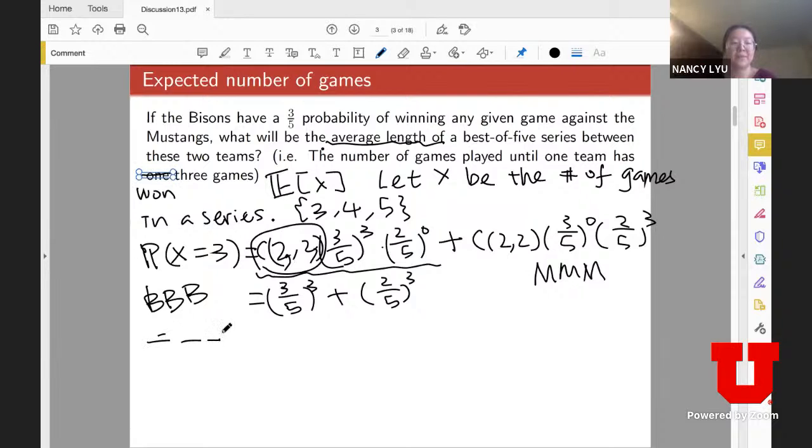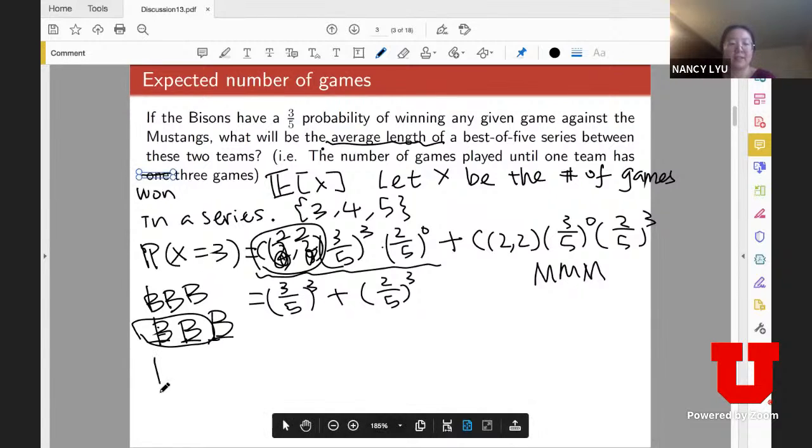So it has to be for the Bisons to win the last, and then you have 2 spots here, and also if the Bisons win 1-3, the length would be 3. So it would be also 2 choose 2. Okay, yeah, I see. All right, and that's when the length is 3, and the next one will be when the length is 4.